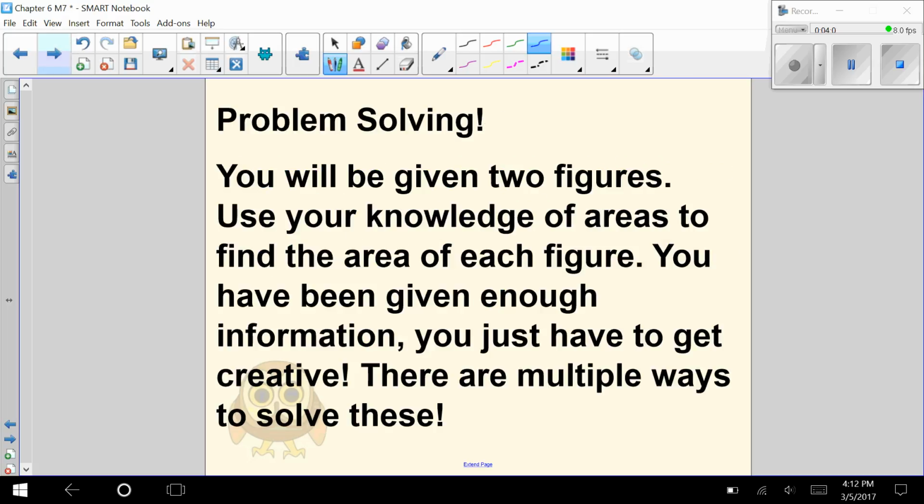So now you are going to be given 2 figures. Use your knowledge of areas to find the area of each figure. You've been given enough information, you just have to get creative. There are multiple ways to solve these.